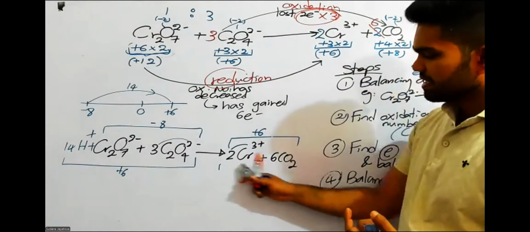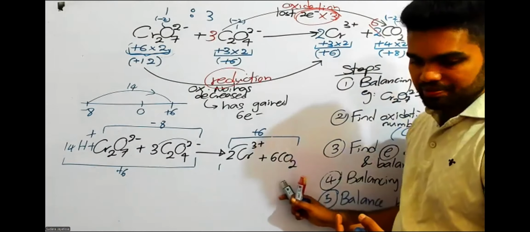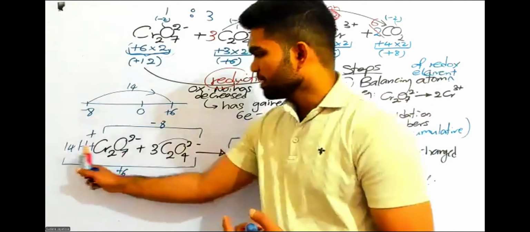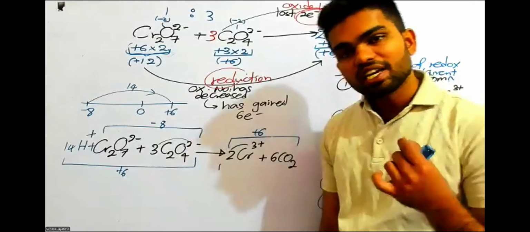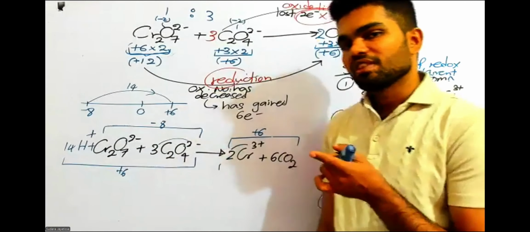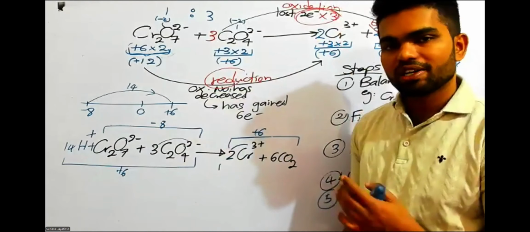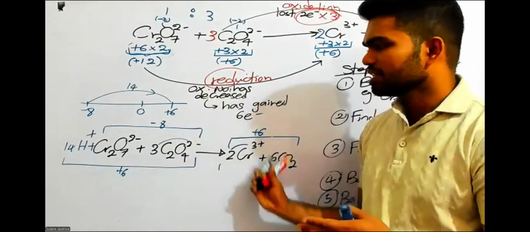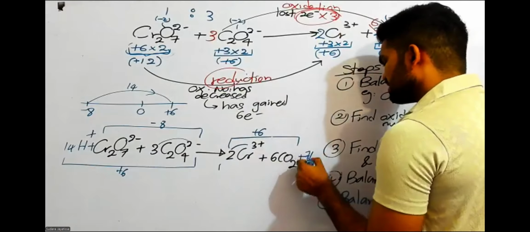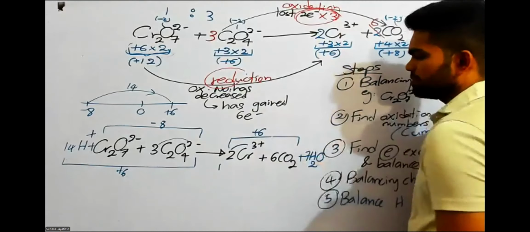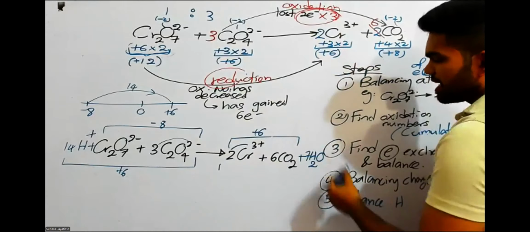Now if you check the right side, you don't have any hydrogen. But if you check the left side, you have 14 hydrogen that is newly added. To balance those hydrogen, what must we do? Add water. So water is added here to the other side. And you must add how many water? 7 H2O molecules. So this is the final balancing.